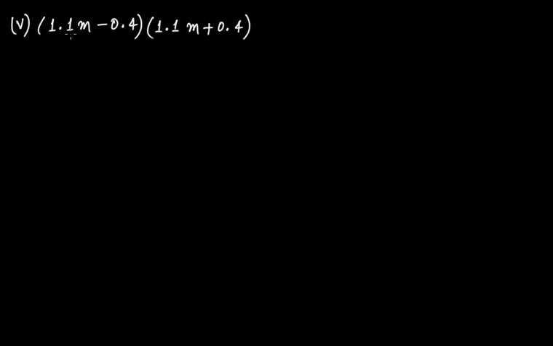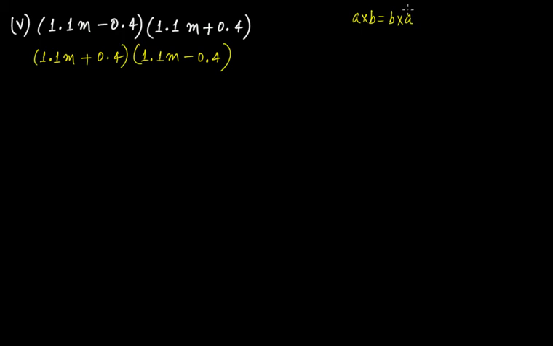Here you have 1.1 m minus 0.4, then multiplied by 1.1 m plus 0.4. Now this can be written as, just rearrange it. So 1.1 m plus 0.4 multiplied by 1.1 m minus 0.4, right? This is the commutative property of multiplication, that is a multiplied by b is equal to b multiplied by a.